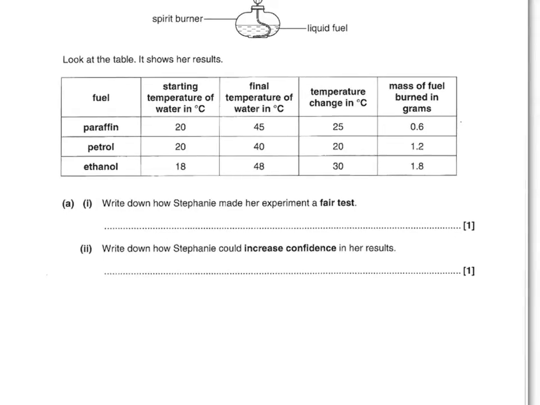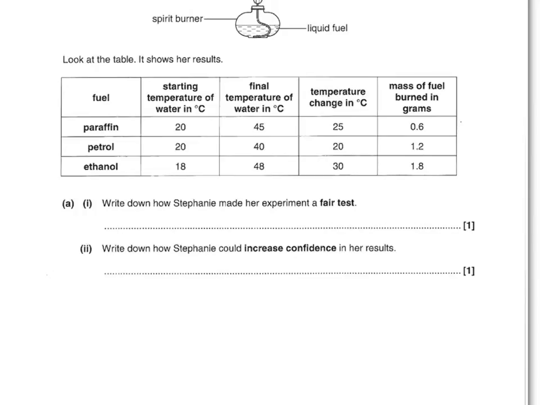So any one of these. So you could say same mass or volume of water, or same amount of water. You could say the same distance between the burner and the copper can. You could say use the same burner every time. You could say use the same copper can every time. You could say the same size flame or wick. So any one of those get the 1 mark.